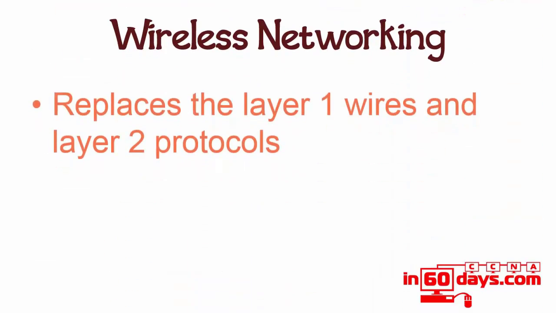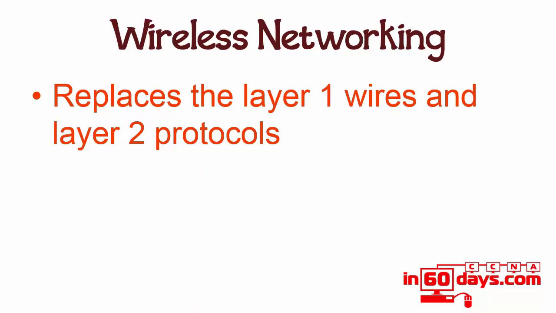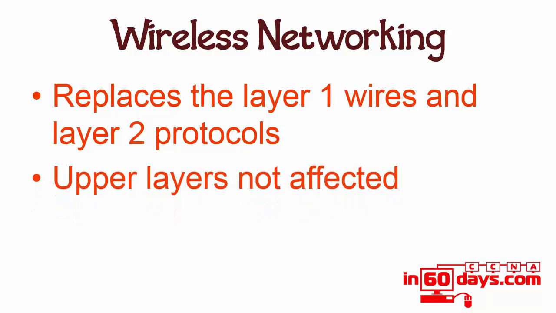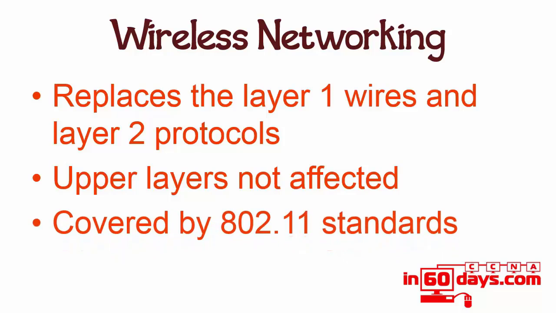Alright, a little bit on wireless. The wireless obviously replaces the layer 1 wires and the current layer 2 protocols. Wireless has its own set of protocols for layer 2. The good thing is, which we'll look at in the OSI lectures, the upper layers are not affected. For example, your email and other such traffic isn't affected in the least. The network isn't aware or doesn't care that you're using wireless.